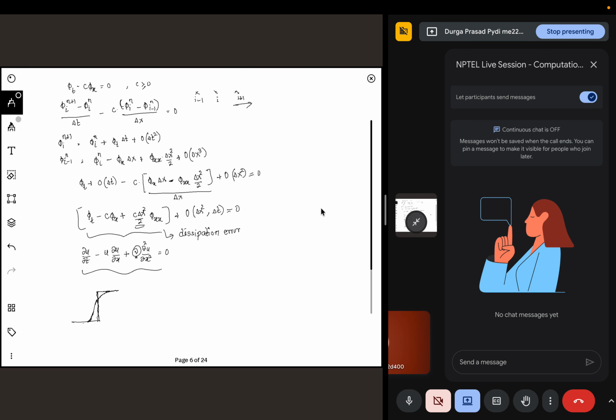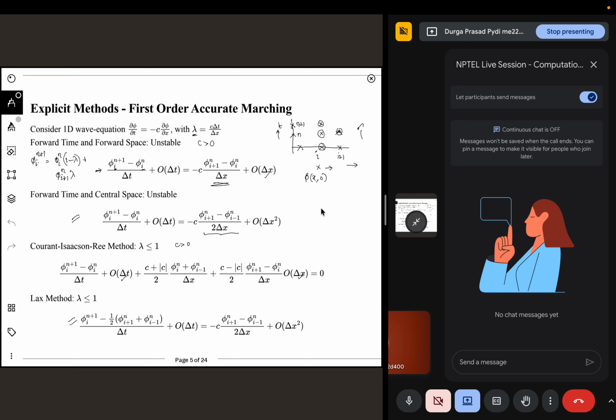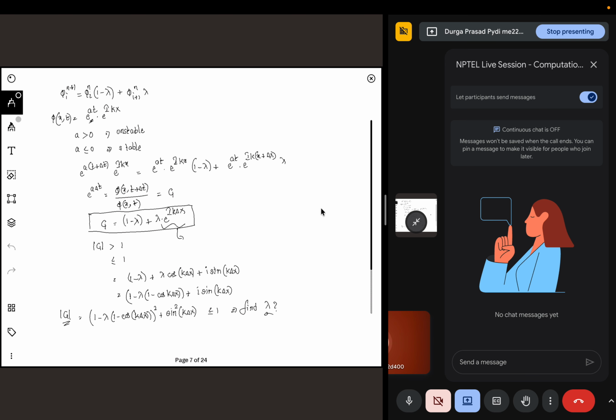But all of these are explicit, so they have certain criteria on the values of lambda, and this lambda is delta t by delta x. So let's say you have chosen this particular method. In order to reduce your dissipation error, you have to reduce your delta x. If delta x is reduced, then delta t also has to be sufficiently reduced. Otherwise, lambda will become greater than 1, and then the method becomes unstable. So the dependence between delta x and delta t is not always physical, but comes more from a numerical point of view. So we usually use the implicit methods where we do not have such limitations.